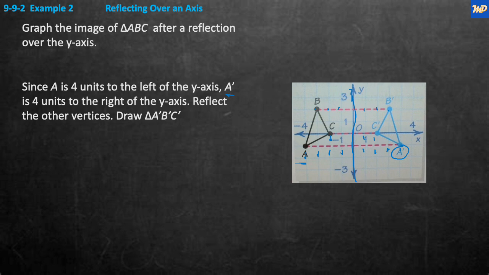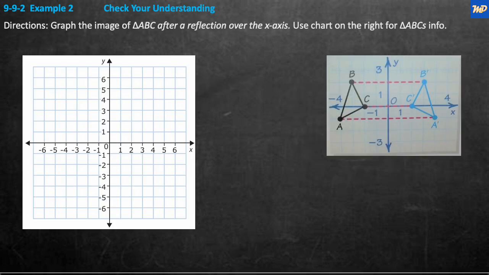You'll see in the next slide, I think, or when we get to it, that it does not have to be an axis. It can be any line you want to flip things over. But let's take a look. Example 2, check your understanding. Graph the image of triangle ABC after a reflection over the x-axis. Use the chart on the right for the ABC's info, so that you can draw it if you have to.